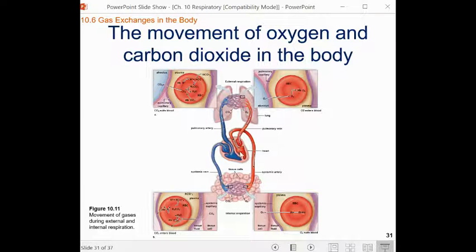Notice that as we leave the left side of the heart, this travels out to the body, deposits the oxygen, picks up the carbon dioxide, and heads back to the right side of the heart, which then pumps blood that is low in oxygen and high in carbon dioxide out to the lungs. This is where gas exchange is occurring between the air and the lungs. The carbon dioxide is delivered, the oxygen is picked up, and then the blood returns to the left side of the heart where it can be pumped back out to the body.